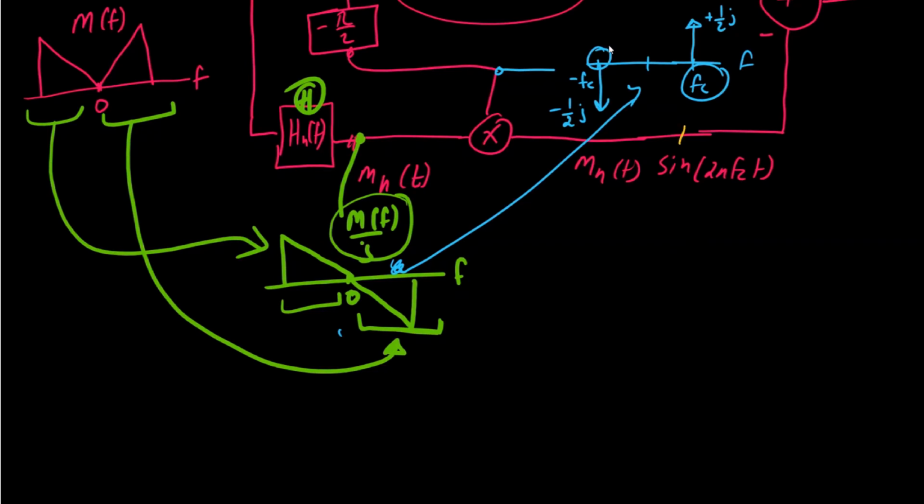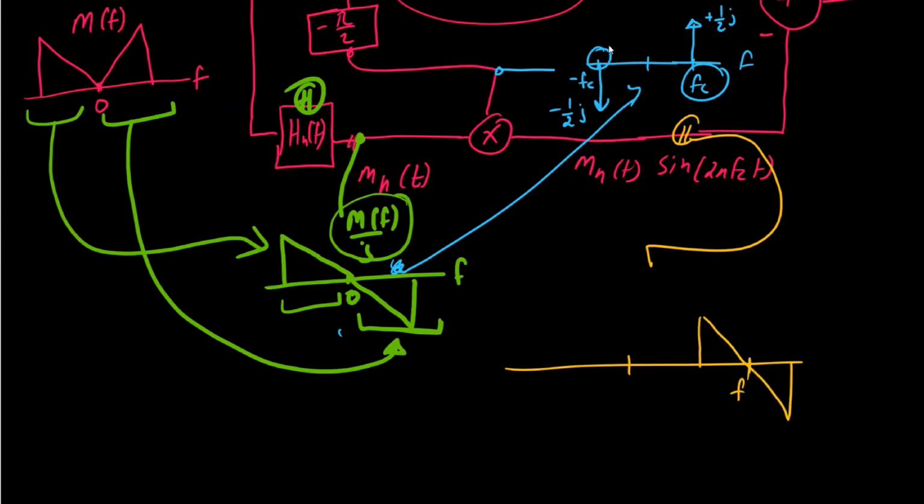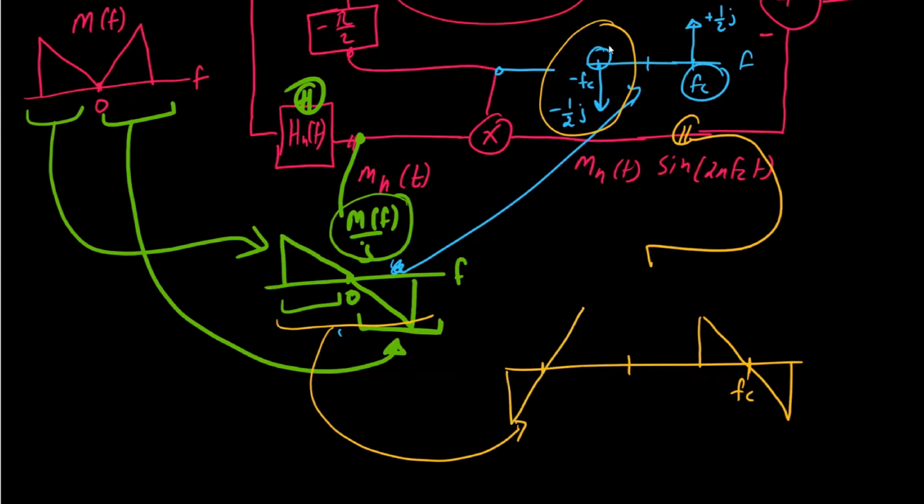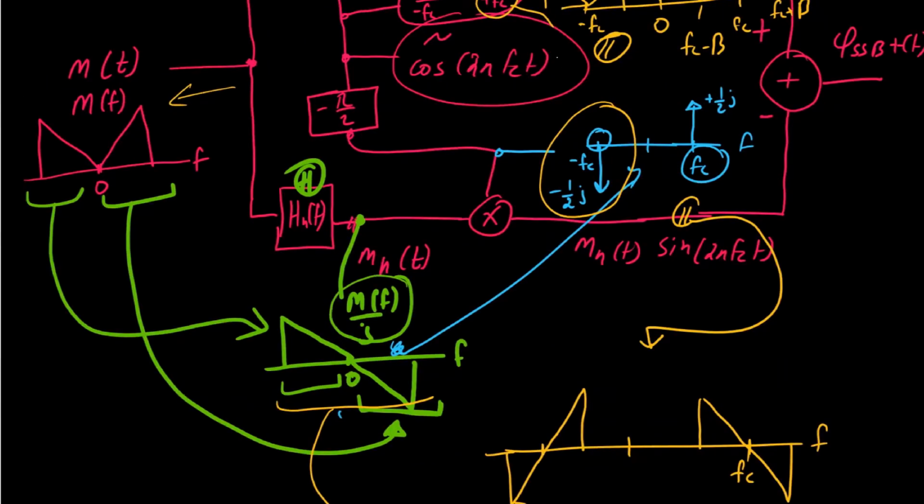So this means that over here we have this is our fc, and this is again coming over here, but now inverted, right? That means we would have this spectrum. This is our M of F.